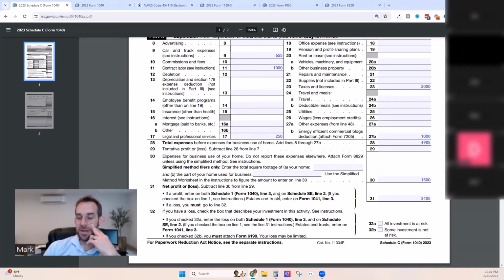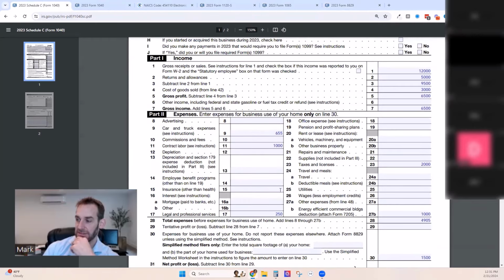So what other forms would be helpful to reference? As far as the business, if you do have depreciation, there's going to be a depreciation worksheet that shows the detail. I think that's mostly going to be it.